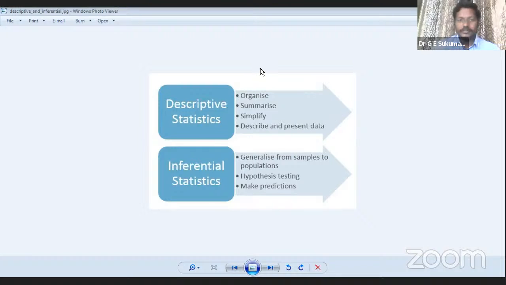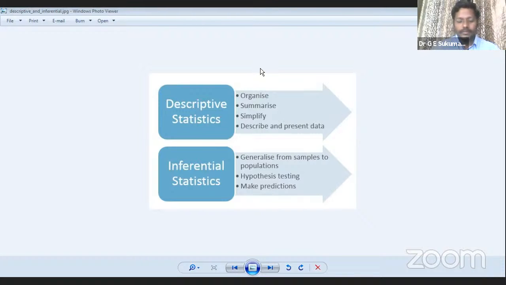Descriptive statistics is the one which is talking about organization: how you organize, summarize, simplify, describe and present data. So descriptive statistics generally tries to describe the qualities or the measures that a person is getting when they are administering the test.